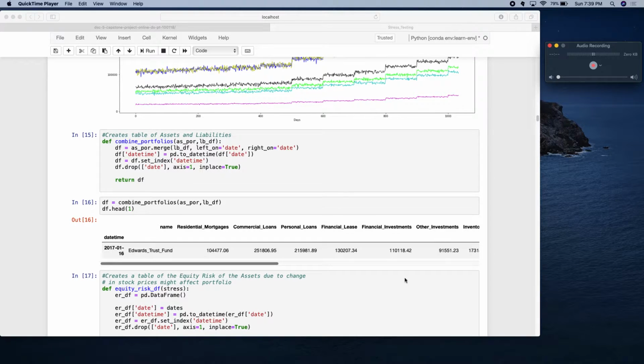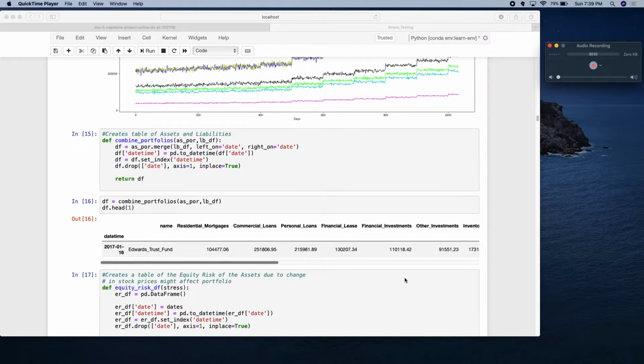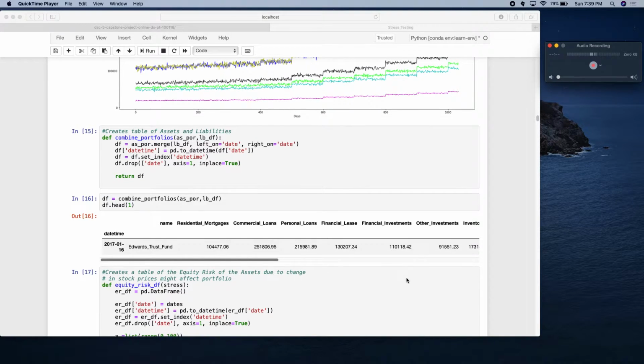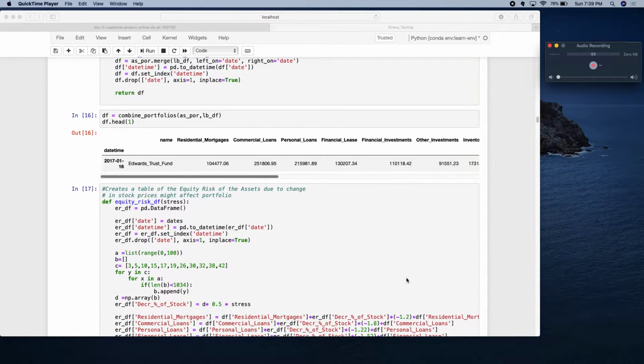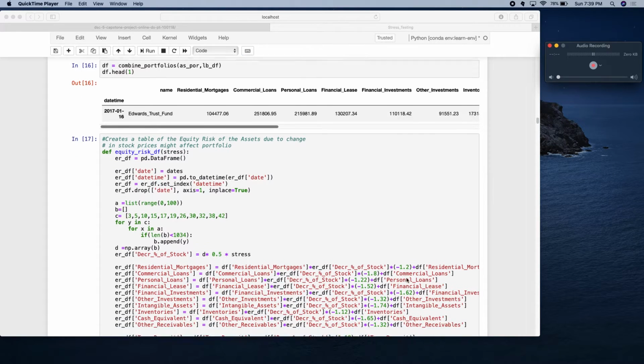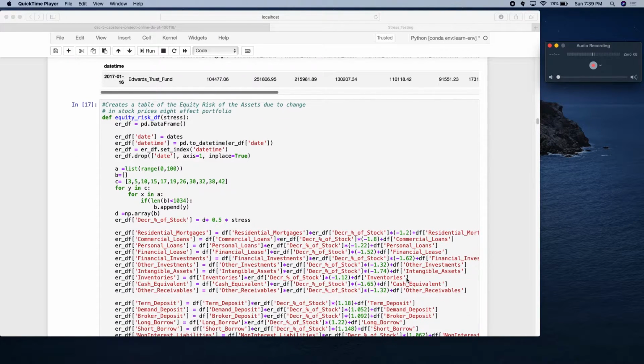But we're going to then just combine everything together to look at our assets and our liabilities in one big, I guess I did not show you that, but I swear it's there.